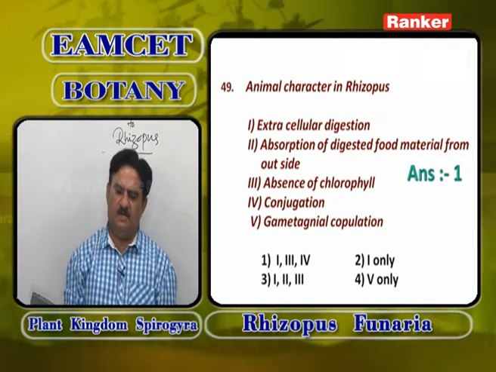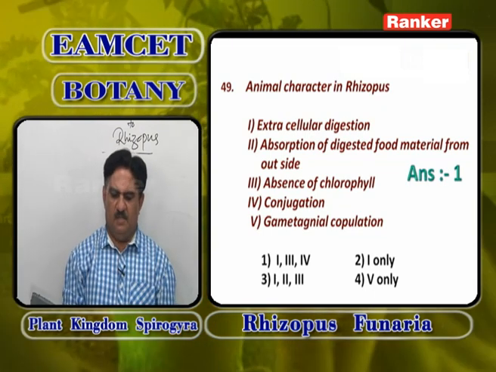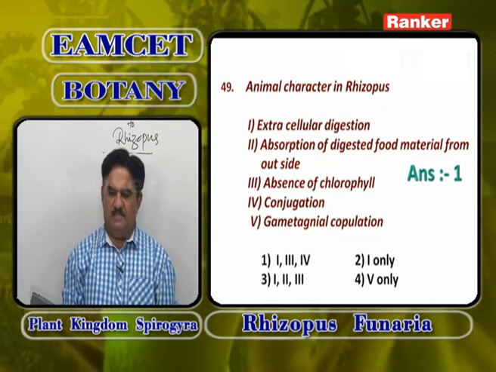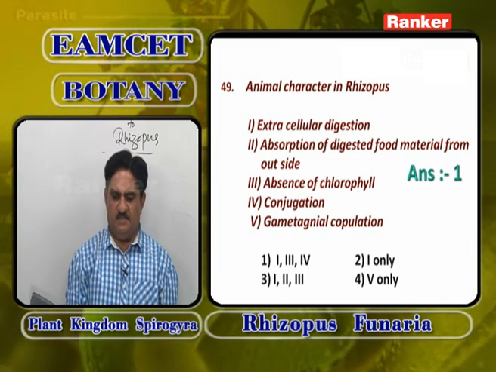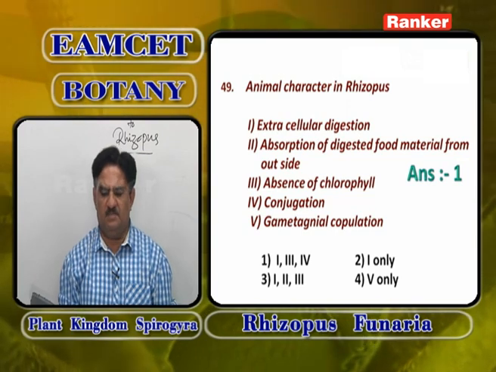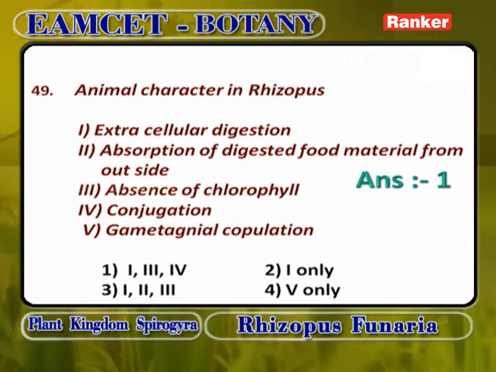Conjugation occurs in Spirogyra and others also. Gametangial copulation is correct. So, the answer will be not gametangial copulation, only conjugation. So, extracellular digestion, absence of chlorophyll, conjugation, 1, 3, 4 are the animal characters normally found in Rhizopus.